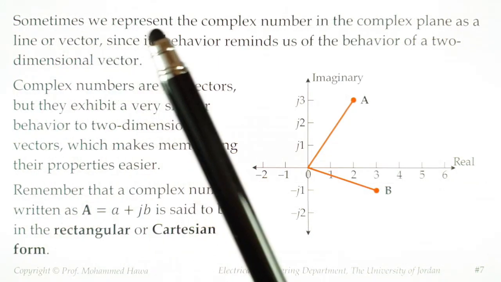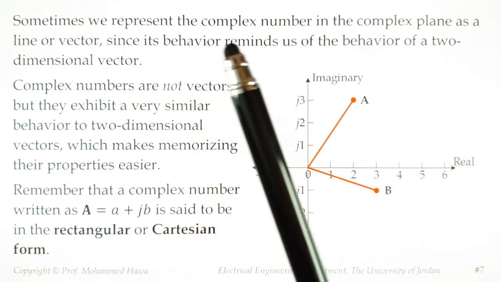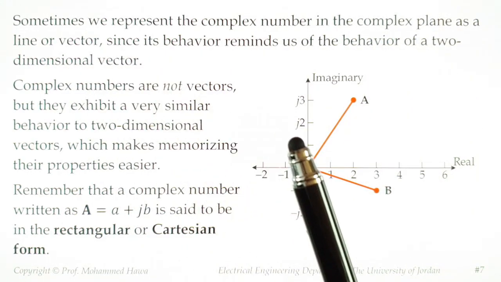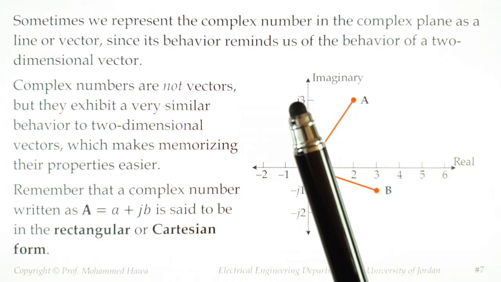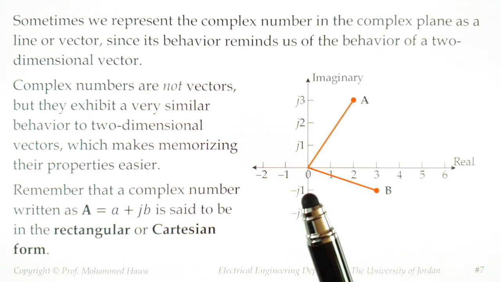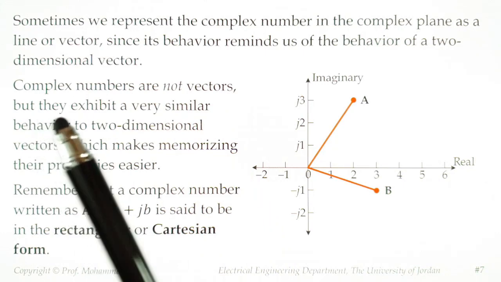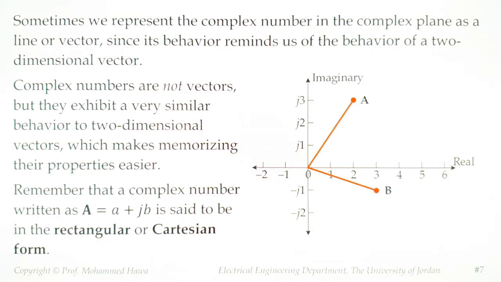Sometimes you'll see people represent the complex number in the complex plane as a line or as a vector, since the behavior of complex numbers reminds us of the behavior of two-dimensional vectors. For example, you see I represented this complex number A as a line at 2 plus j3, and this complex number B as this line at 3 minus j. However, please remember that complex numbers are not actually vectors. However, complex numbers exhibit a very similar behavior to two-dimensional vectors, and that's why if you think about a complex number as a vector, then it's easier to memorize the properties of complex numbers.